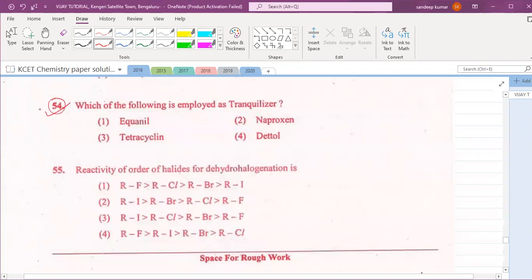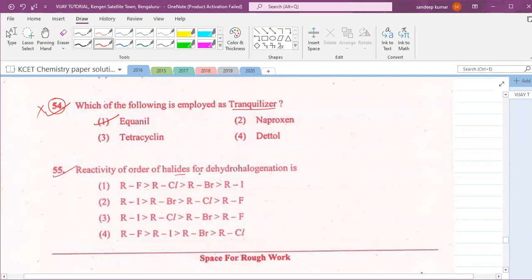Question number 54. This portion is actually deleted. Which of the following is employed as a tranquilizer? Equanil, naproxen, tetracycline, Dettol. Equanil is a tranquilizer. This time they will not ask this.